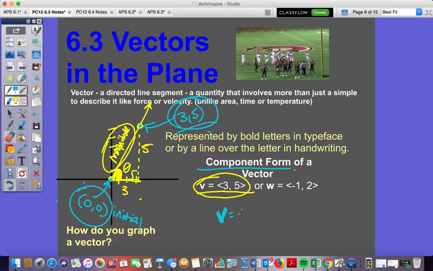Negative 3, 5 would be kind of down here, right? Just kind of continuing. It's like 3i plus 5j. It's just another way of writing it. So it'd be v equals 3i plus 5j. It's like the gangsta way of writing it. Cool? All right? Y'all say gangsta now?